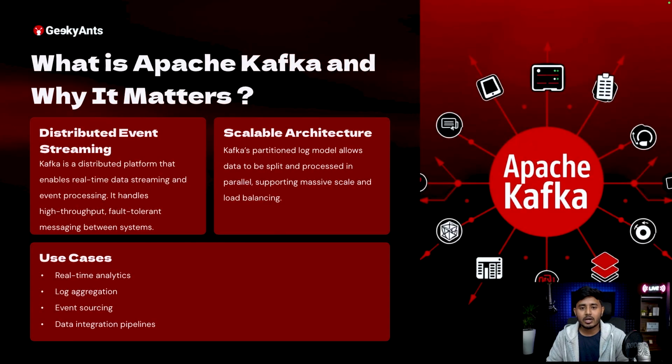So Apache Kafka is a distributed event streaming platform that enables real-time data streaming and also event processing. It also provides very high throughput and it is very much fault tolerant. Secondly, it provides a scalable architecture. That means it has a partition log model.